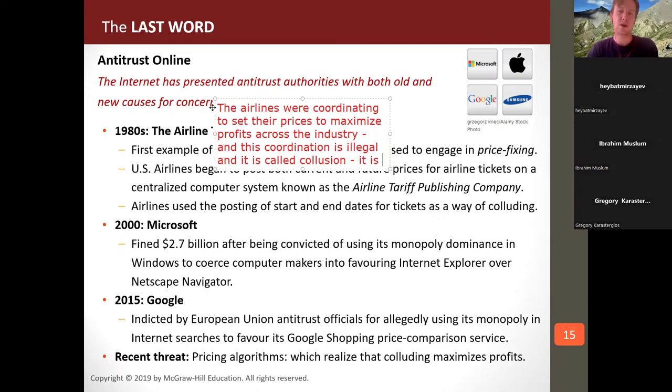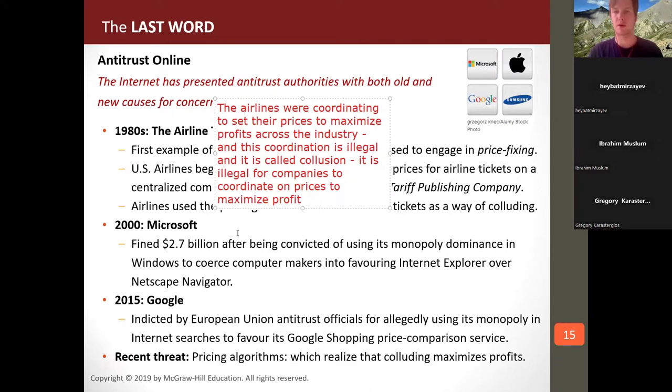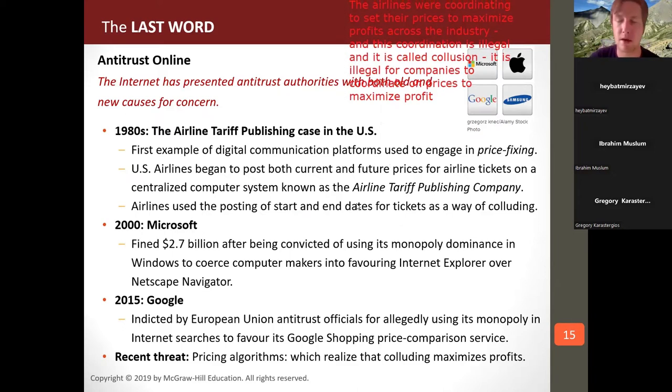It is illegal for companies to coordinate on prices to maximize profit. So that is totally illegal, and the US government intervened in this case for the airlines. And then Microsoft, we talked about this before. Their Windows products would only run Internet Explorer, which was their product, and it wouldn't run Netscape Navigator. This was a monopoly situation, and the US government intervened and stopped them from doing this, which was the right move.